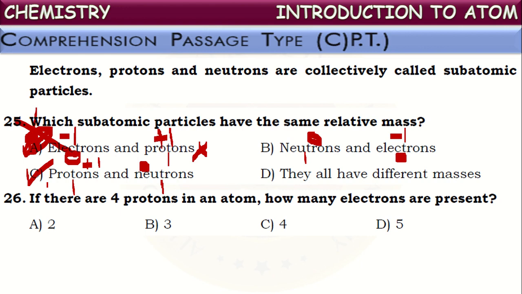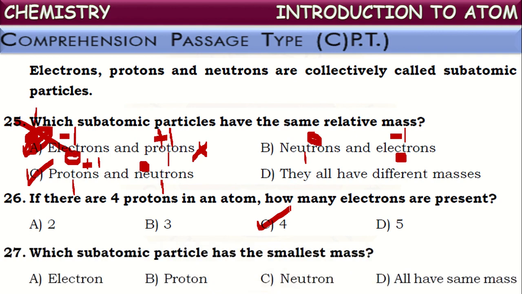So, if an atom contains 4 protons with positive charge, the same number of electrons will be there with negative charge. It will contain 4 electrons if it already has 4 protons, but it is in the neutral condition. Okay, next question. Which subatomic particle has the smallest mass?